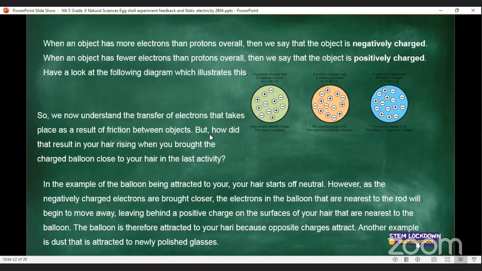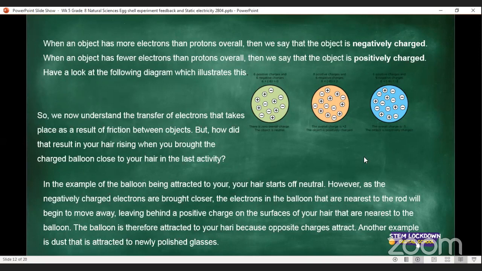You're welcome. Okay, but how did this result in your hair rising? In the example of the balloon being attracted to your hair, it starts off neutral. However, the negatively charged electrons are brought closer. Remember I told you that the negatively charged electrons are in the outer layer, so they are brought closer, and that leaves the more positive charges nearest to your hair. So the balloon is therefore attracted to your hair because opposite charges attract. Another example could be dust settling on your newly polished surfaces. It's because one has more charges than the other.